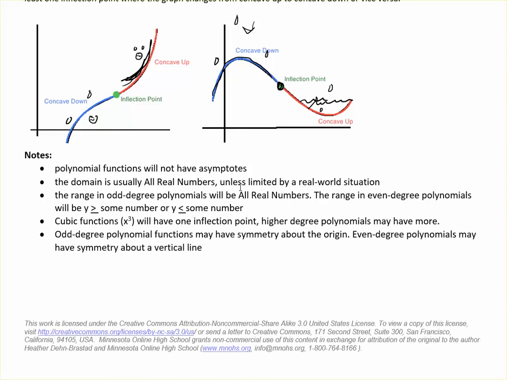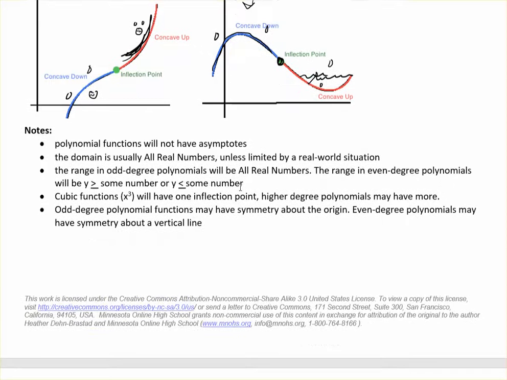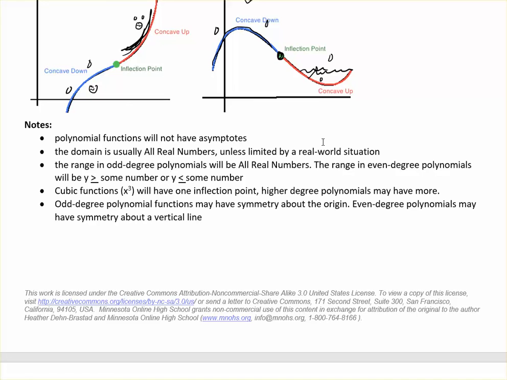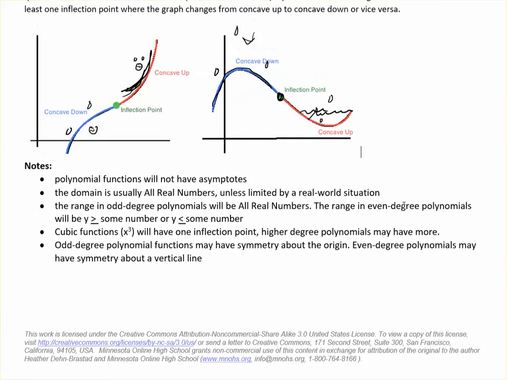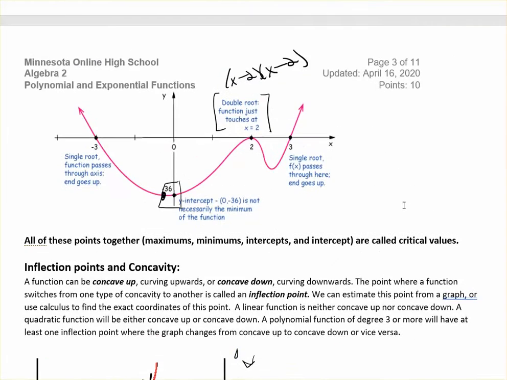The domain is usually all real numbers, like we talked about. And the range, if it's an odd degree polynomial, will be all real numbers, but in even degrees, it'll be either y is greater than or equal to some number or y is less than or equal. Cubic functions will have one inflection point, but higher degree polynomials may have more. Not always, but they may.